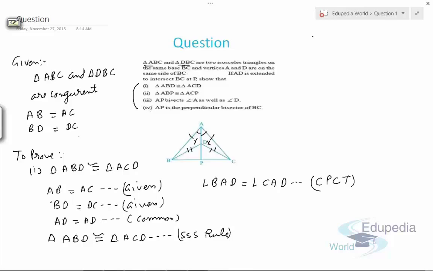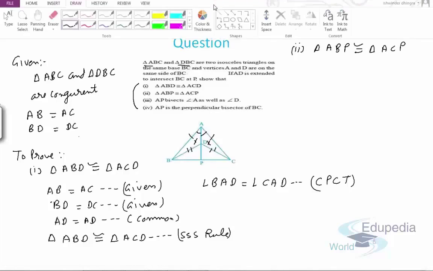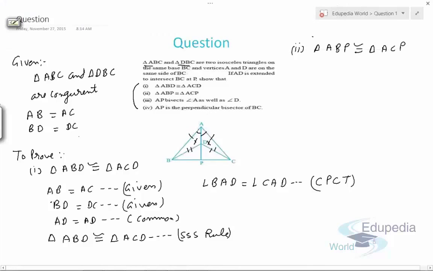Now, the next part is we need to prove triangle ABP is congruent to triangle ACP. So ABP is this complete triangle, let me draw it with another pen. Okay, so this complete triangle we need to prove, ABP and ACP. So let's see how we can do this now.